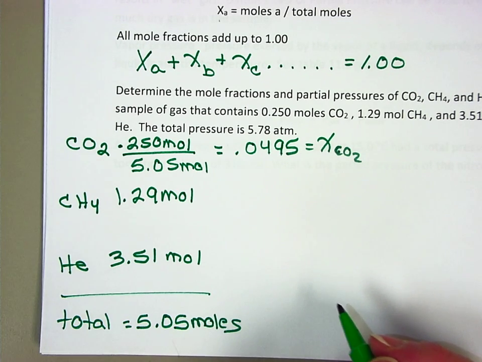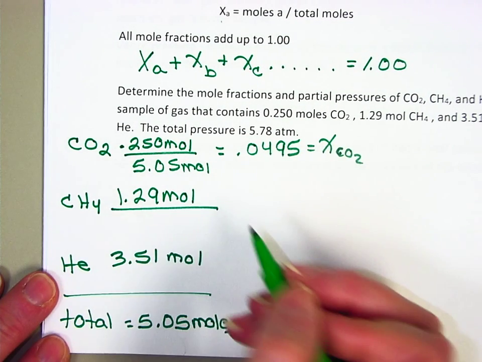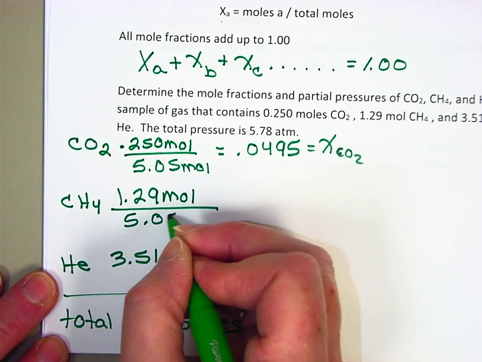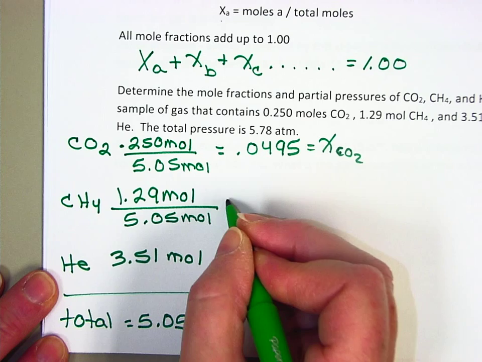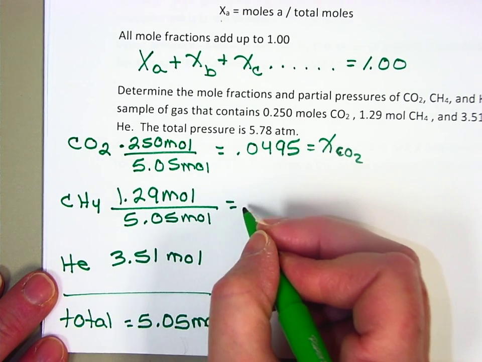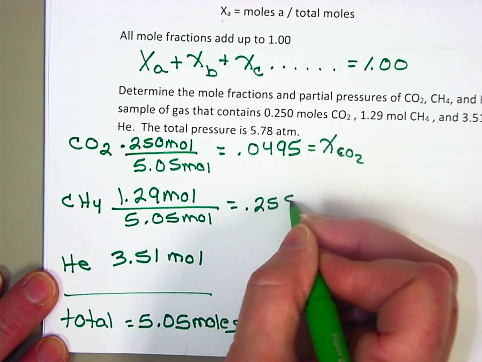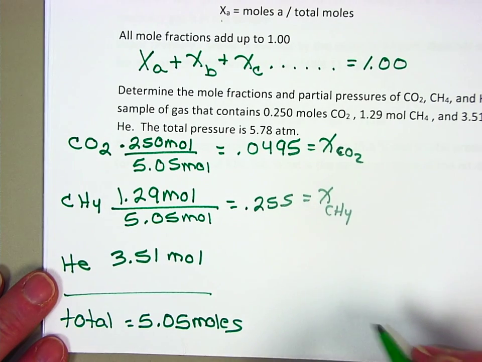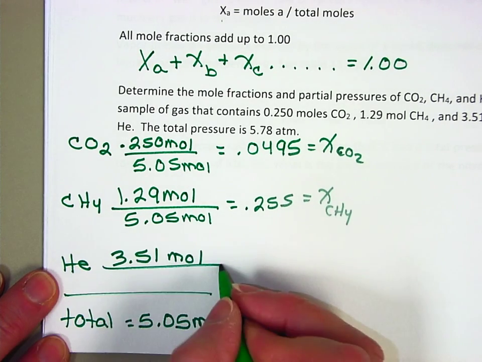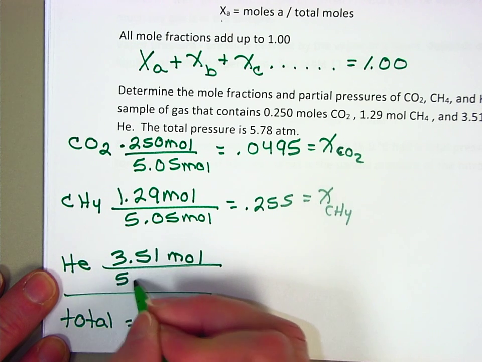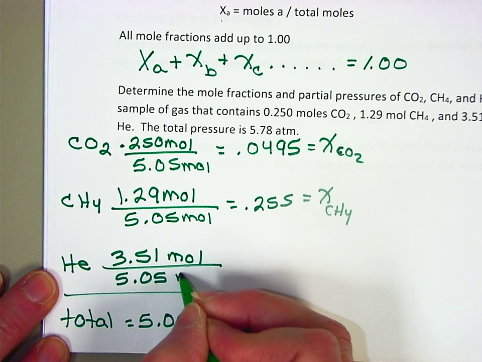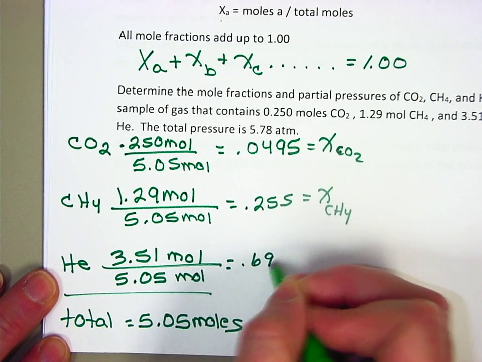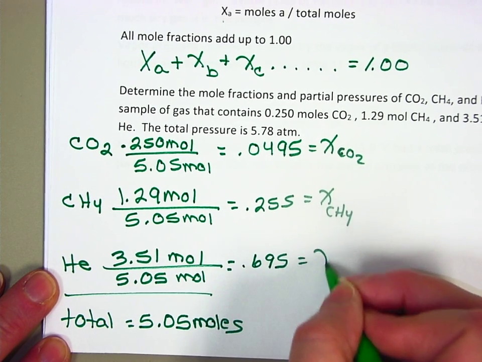Now I can do the same thing for methane. 1.29 moles of methane divided by 5.05 moles gives me a mole fraction of methane of 0.255. And I'll do the same thing for helium. 3.51 moles divided by 5.05 moles is equal to a mole fraction of 0.695 for my helium.